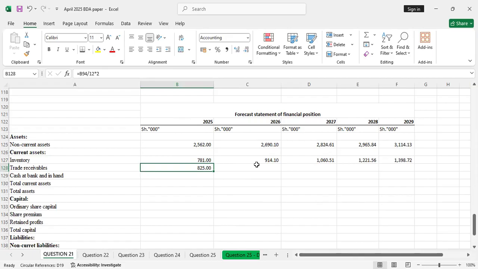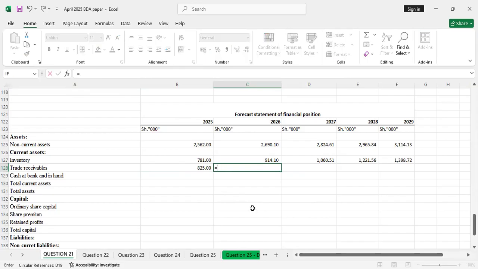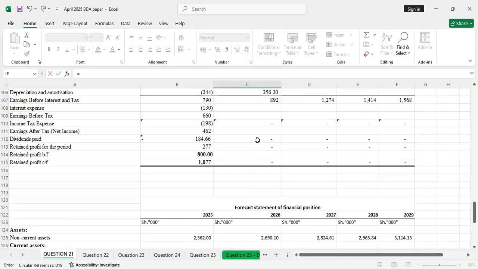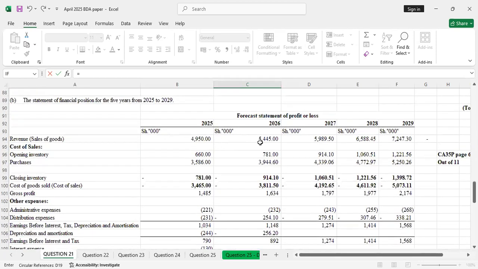You can do the same for this. To save on time, let me just do it, because that's 12 and 2 months. I could have locked them. It will be okay. For this one also, for 2026, I will pick these cells. I'll divide by 12. Then I'll multiply by 2.